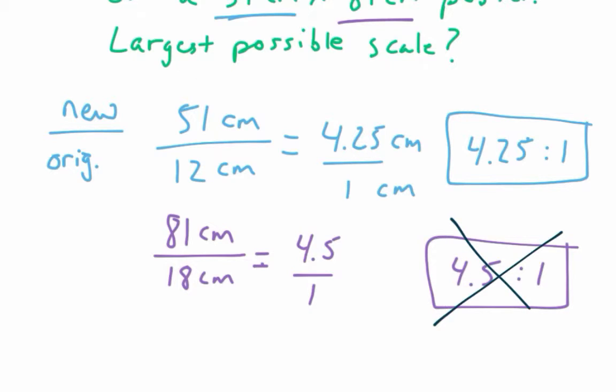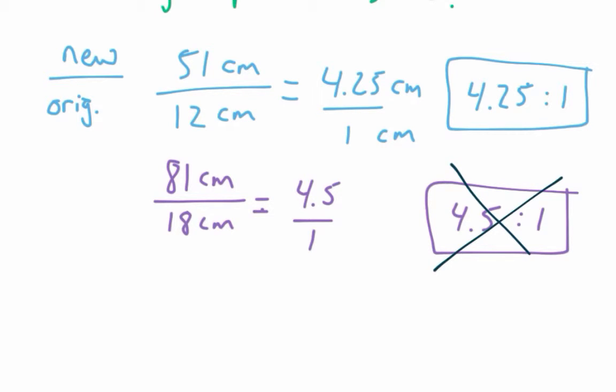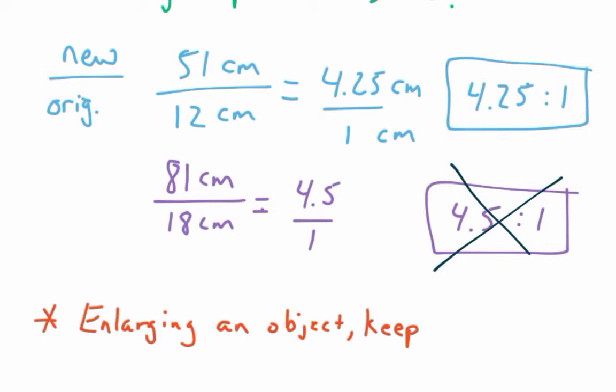It's too big. And if you understand that, then you don't need to memorize anything. You can just think your way through it in the problems. But if you're more of a memorizer, here's what you could say. When you're enlarging an object, keep the smaller difference. So keep the smaller.